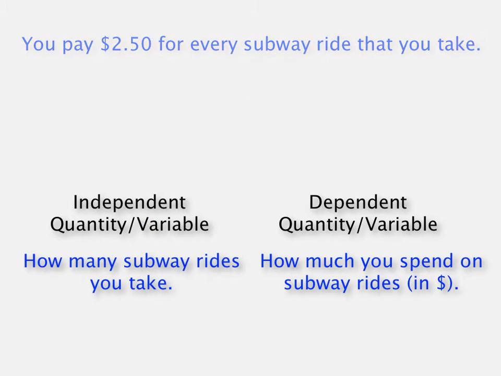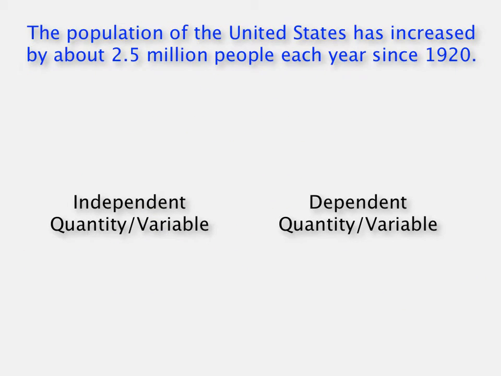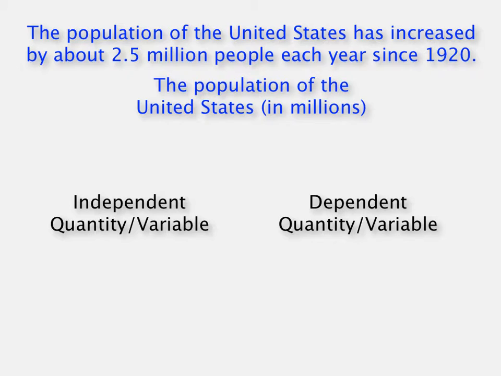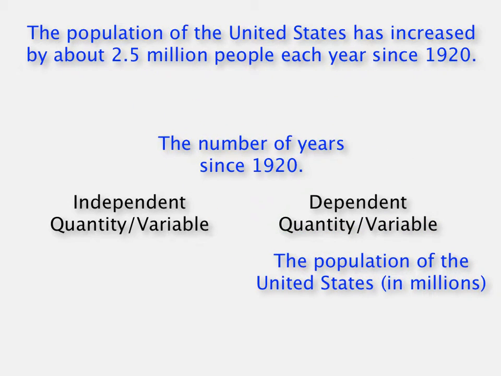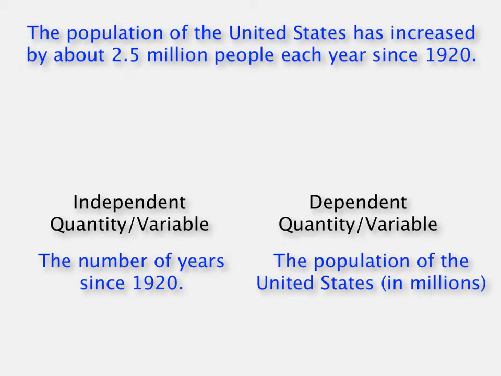In the third example, the population of the United States has increased by about 2.5 million people each year since 1920. So here we'll say that the two quantities are the population of the United States, probably going to be in millions, and the other quantity is how many years it's been since 1920. That's so important to say, since 1920. In this case, I think the population depends on how many years it's been since 1920. So the dependent quantity is the population of the United States, probably in millions, and the independent quantity will be how many years it's been since 1920.